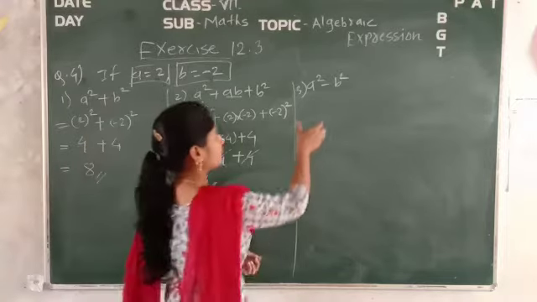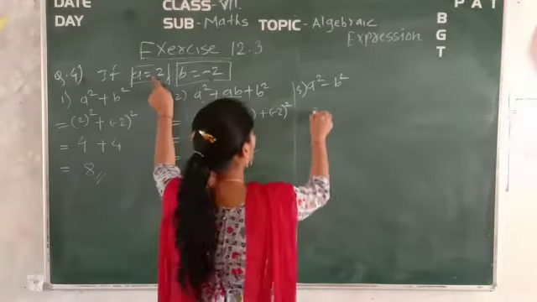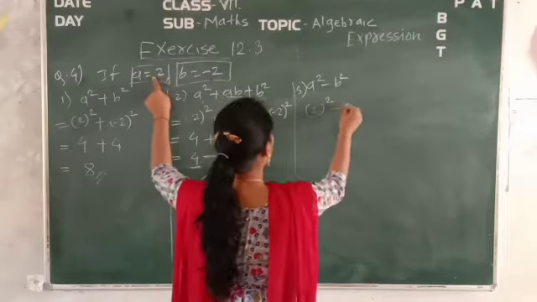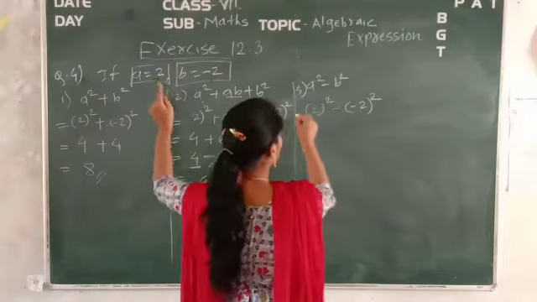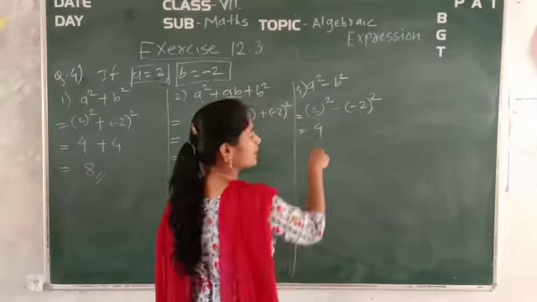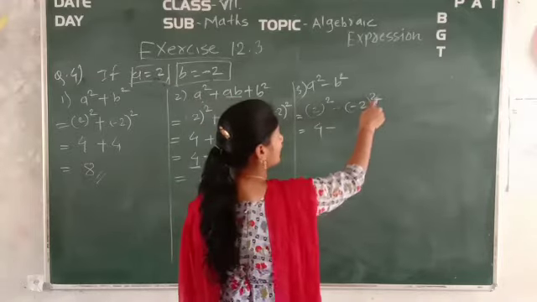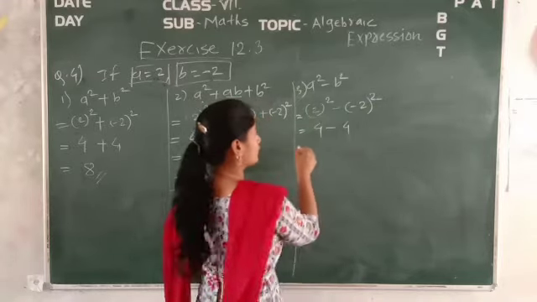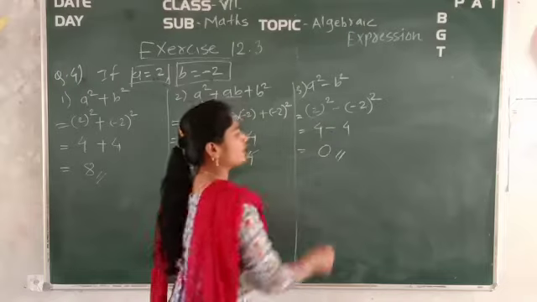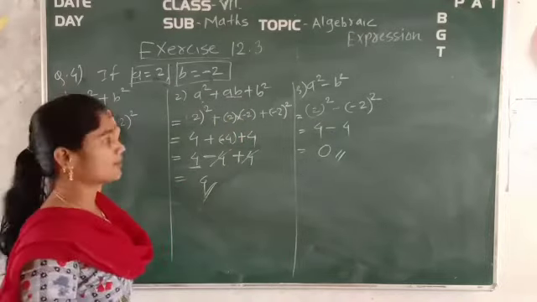Okay. Now see, for the third question also we will solve. A is equal to 2 and b is equal to minus 2. So a square minus b square is equal to, what is the square of 2? It is 4 only. Minus, what is the square of minus 2? It is also 4. So 4 minus 4, it is 0 only.